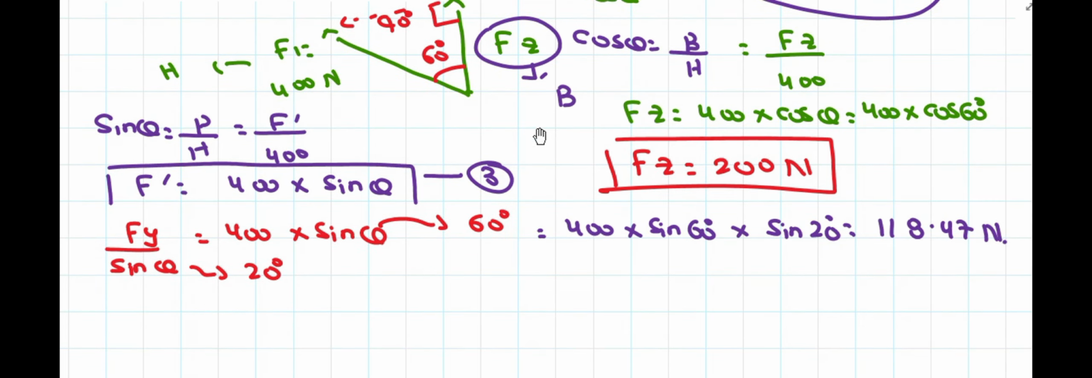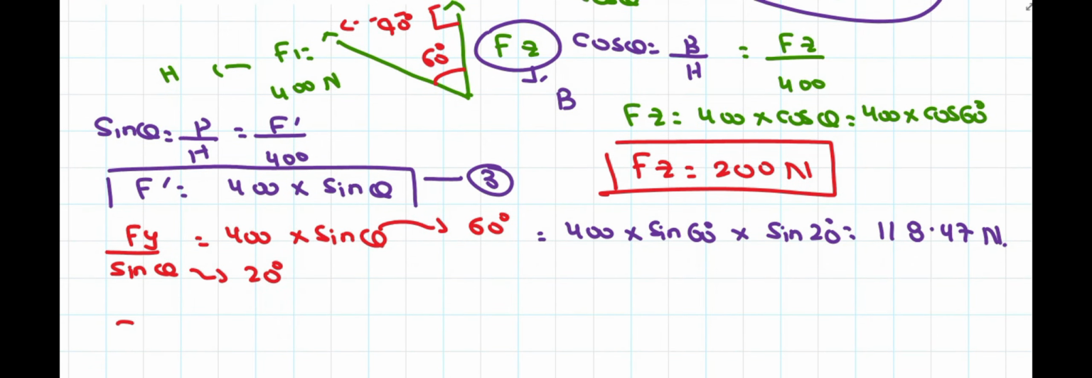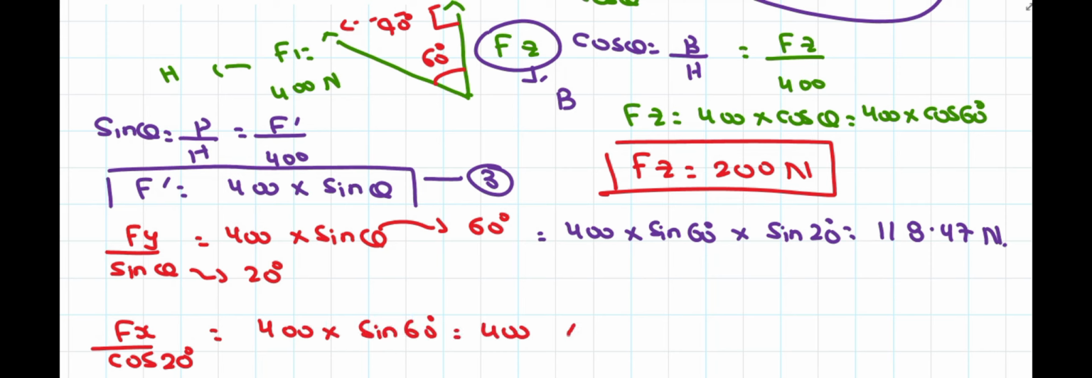For that, we are going to put equation number 2 in equation number 3. So we will get Fx upon cos of theta, and the value of theta is 20 degrees. So Fx upon cos 20 degrees is equal to 400 into sine 60 degrees. So 400 into sine 60 degrees into cos 20 degrees, you will get 325.51 Newton. This is the value of Fx. Now we have successfully found the value of Fx, Fy, and Fz.